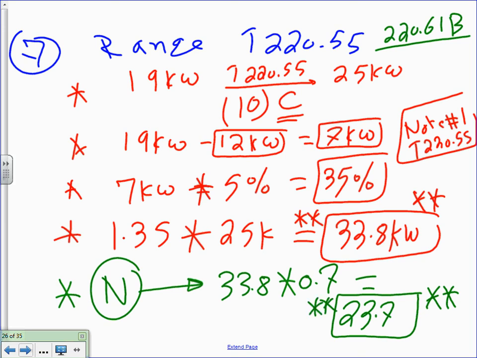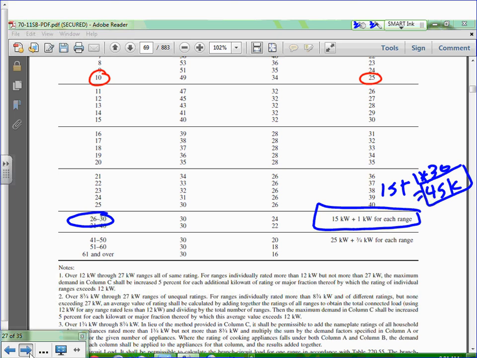Yes, because they carry neutral with it for control and other things. And if you don't believe me, 220.61(B). Cool? Everybody got that one? We just cut it by 70% for the neutral. Is it always by 70%? Always by 70%, always based on 220.61(B). Cool? Can I move to the next step? All right, let's go to the next step.